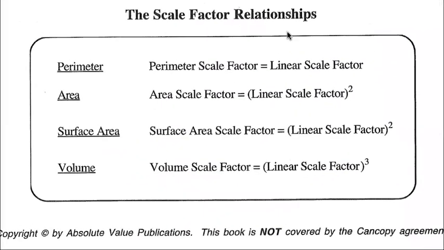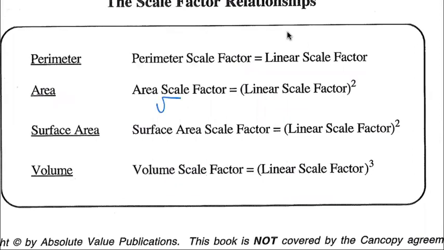Scale factor relationships. Perimeter scale factor is equal to linear scale factor. Area scale factor is equal to the linear scale factor squared. Or you could say that the square root of area scale factor equals linear scale factor. Surface area scale factor is equal to linear scale factor squared.